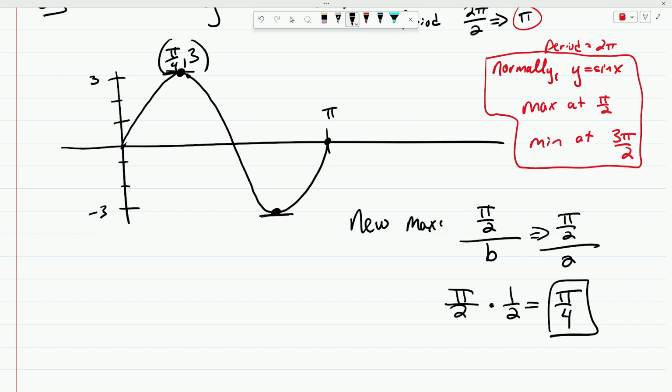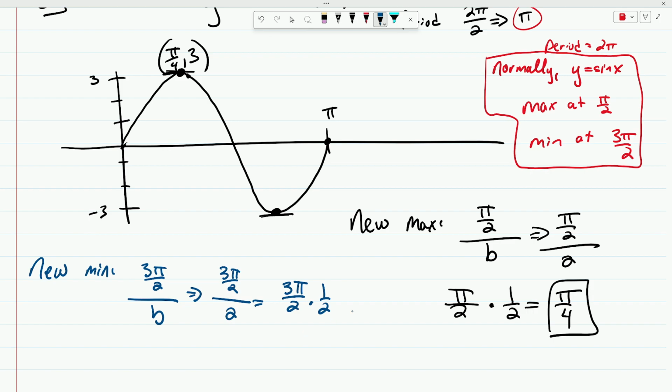Same thing applies for the new minimum. So in blue, off to the left, so I can keep everything on one page. Our new minimum, all right, is going to be the original 3 pi over 2 divided by b. So it's going to be 3 pi over 2 divided by 2, which is 3 pi over 2 times 1/2, or 3 pi over 4. So that's our new minimum.